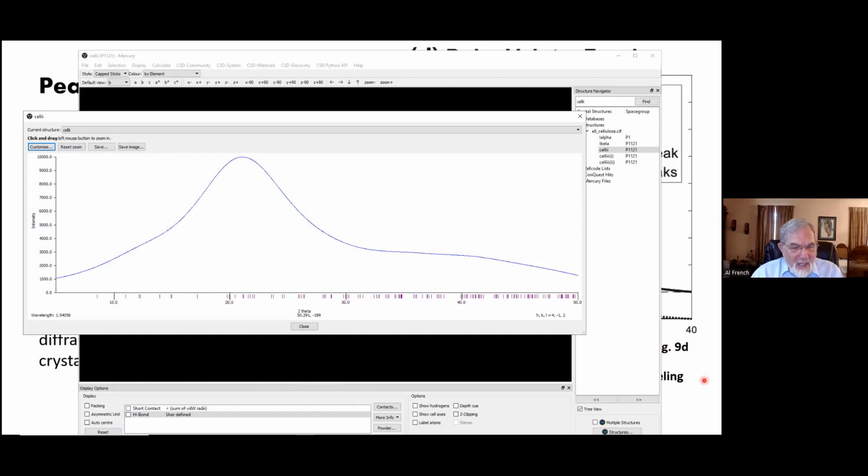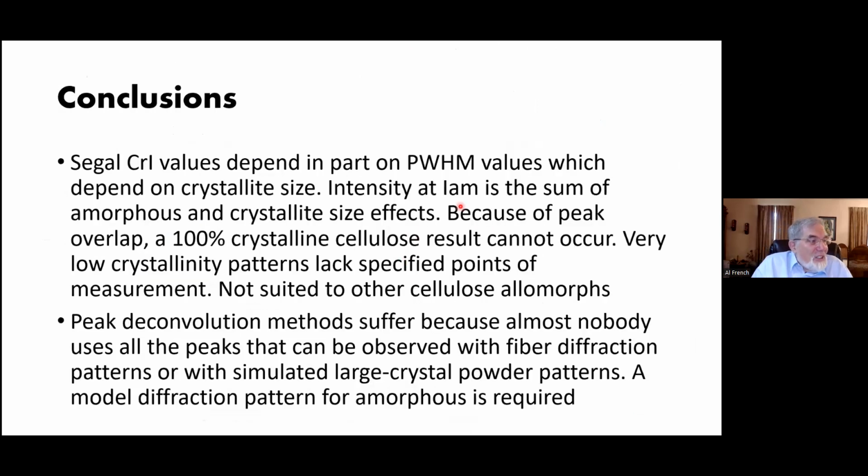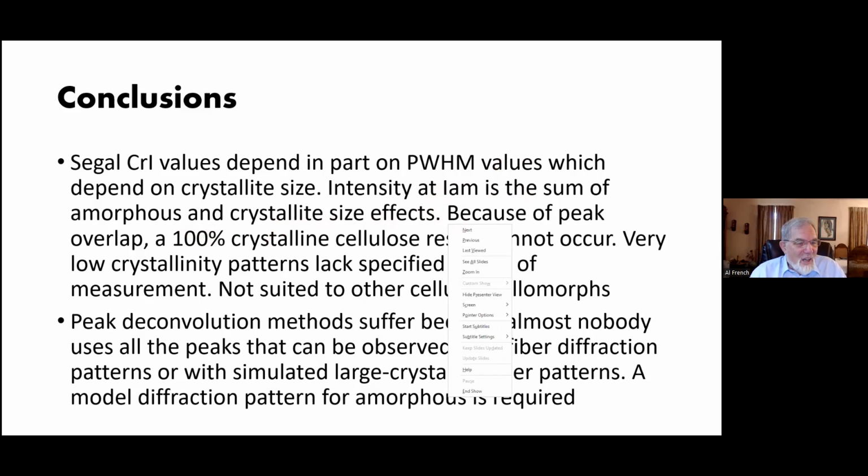So anyway, if we go back to our slides here and go into the conclusion, the Segal crystallinity values that you get depend on the peak width at half maximum values, and they depend on the crystallite size. And so for the small cellulose crystals that we routinely have of say 3 or 4 or 5 or 6 or 7 nanometers, you're going to get broad peaks. And the intensity at the amorphous point is the sum of the amorphous and crystallite size effects. Because of the peak overlap, a 100% crystalline cellulose result cannot occur for practical samples that we're going to see.